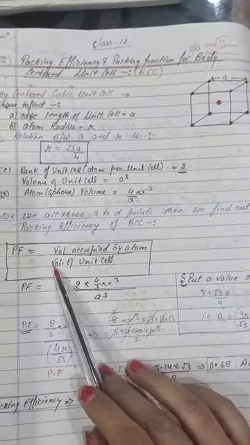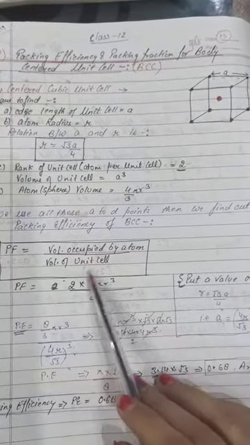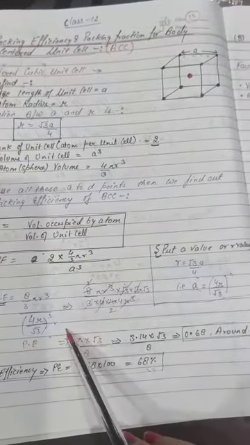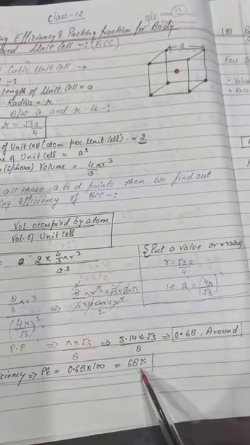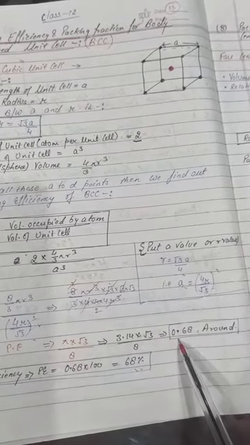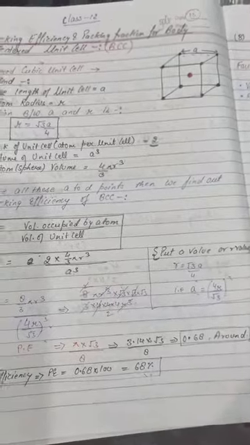So its packing fraction is the volume occupied by atoms upon the volume of the unit cell. I have put the values here. After putting the values, it comes to 0.68. When we multiply it with 100 and round off, it comes as 68%.